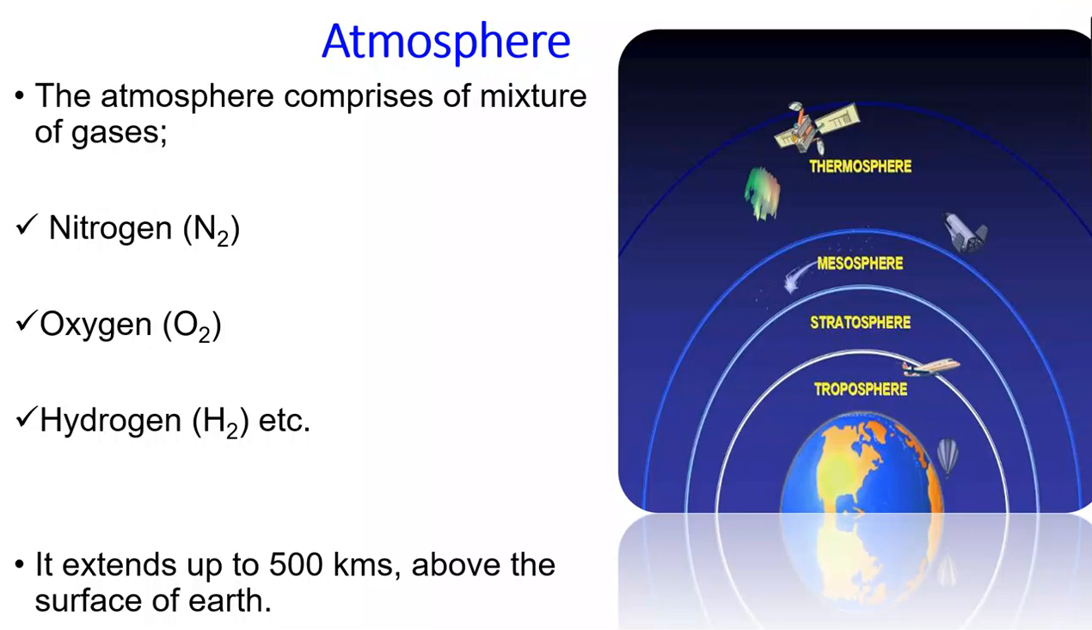Hi, all. So today, this is the continuation of lecture number 3 for Environmental 1 and 2. We were reading about the atmosphere. In the previous lecture, number 2, we read about what the atmosphere is. Actually, the atmosphere is the layer of gases like nitrogen, oxygen, hydrogen. It extends up to 500 kilometers above the surface of Earth.